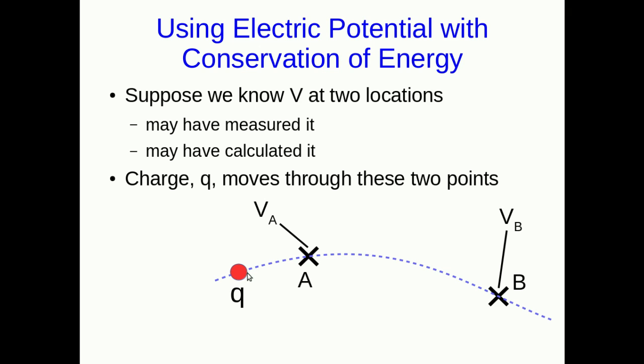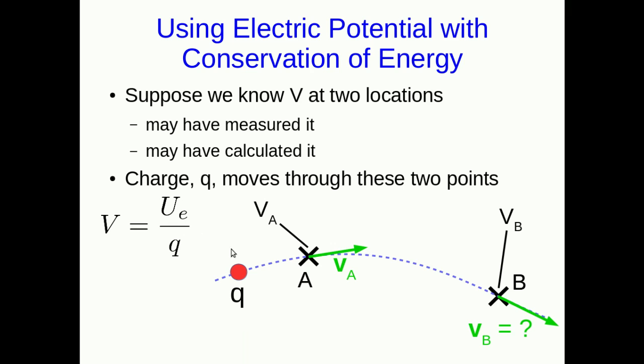So again, perhaps this is a wire and there are electrons flowing through it. Or maybe this is in an X-ray machine and we're looking at an electron beam that's about to collide with a target and generate X-rays. Whatever. We know, say, the speed of this charge as it passes through point A. And we might like to know what its speed is as it passes through point B.